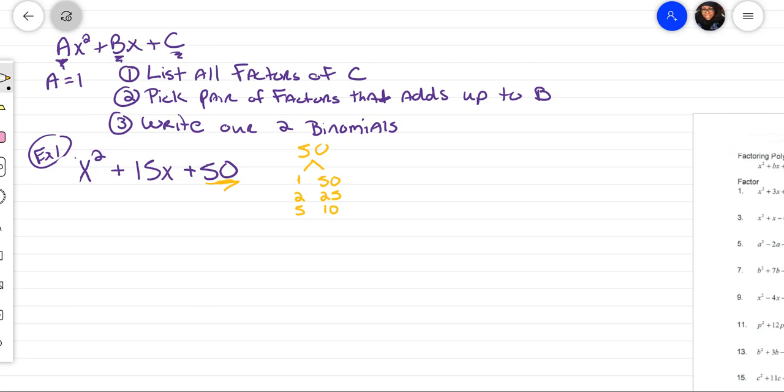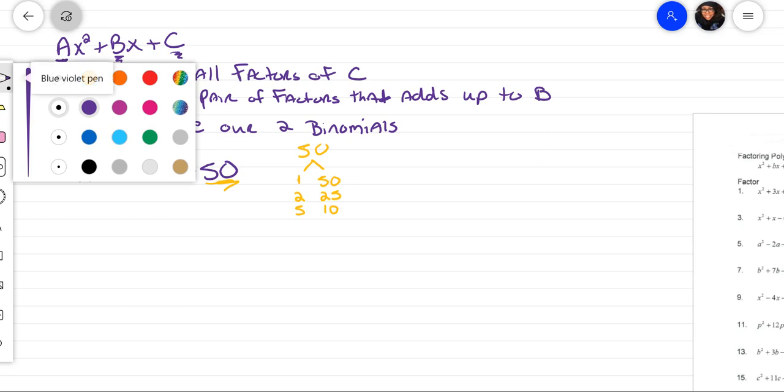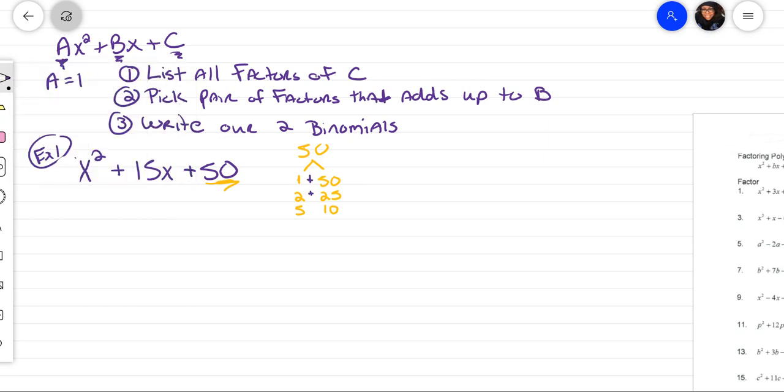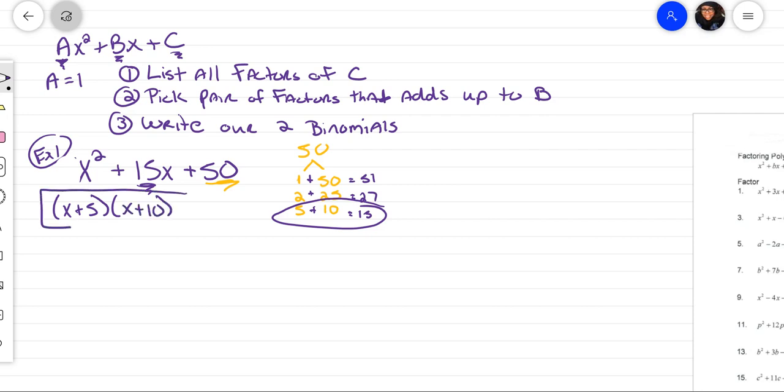Now, we pick the pair. For step 2, it says to pick the pair of factors that adds up to b. So if we added these factors up, we want it to be our b term. Our b term is 15 here. So this is 51, this is 27, and this is 15. This is the pair that we're going to pick because it adds up to b. Then we write our two binomials. Our two binomials are going to be x plus 5 and x plus 10, and that is our answer. We have factored this trinomial.